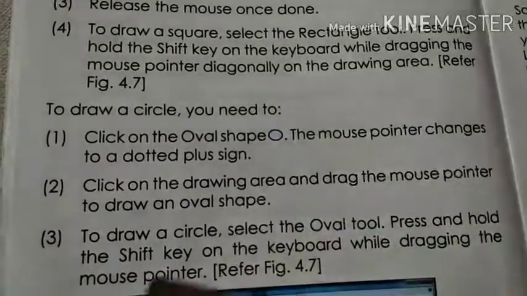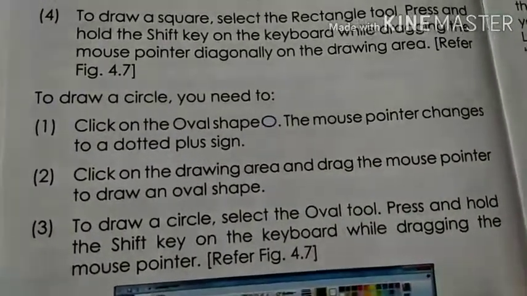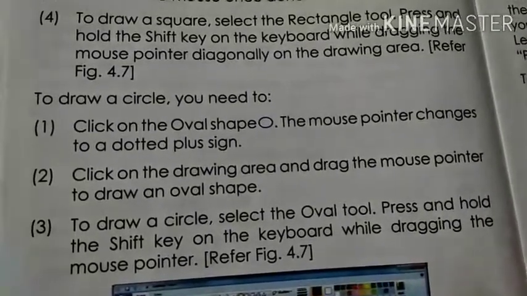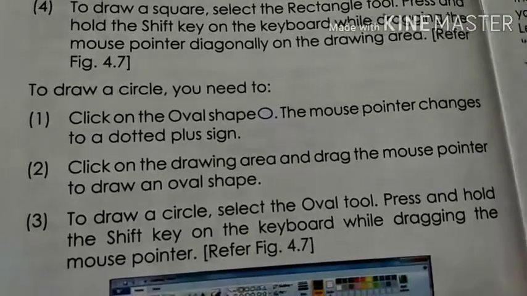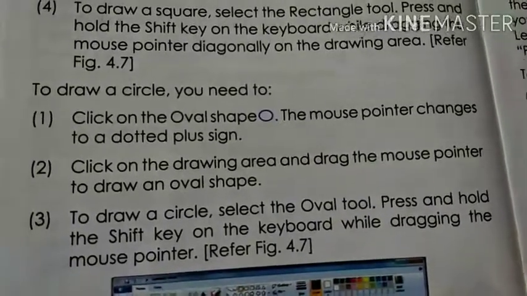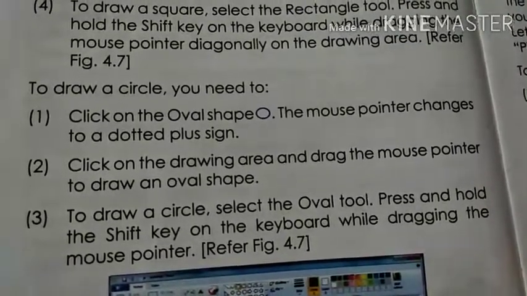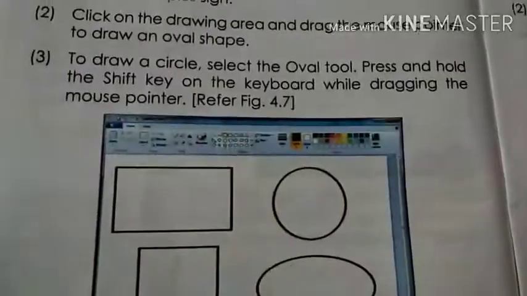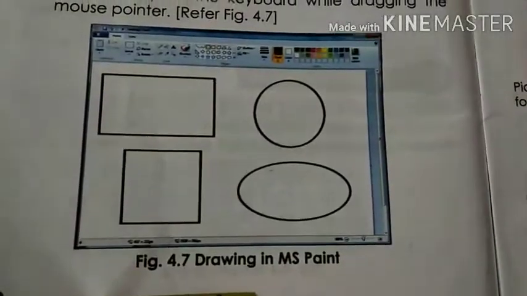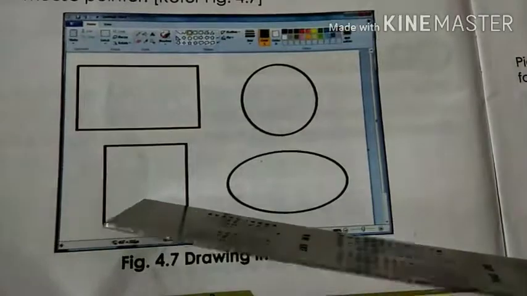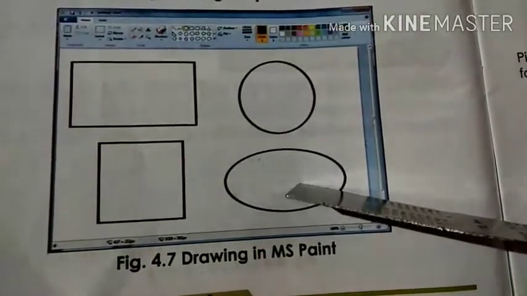To draw a circle, select the oval tool, press and hold the shift key on the keyboard while dragging the mouse pointer. Again, it's an oval shape. If you want to draw a circle, you need to press and hold the shift key on the keyboard and then drag your mouse pointer. You can see they have shown us figure 4.7 on page number 22. Here rectangle, then square, it is circle and it's oval. Okay.